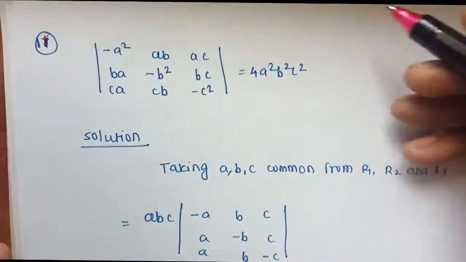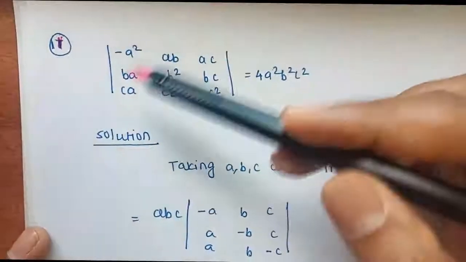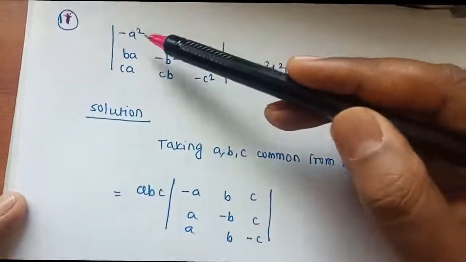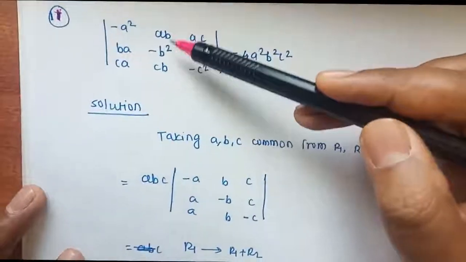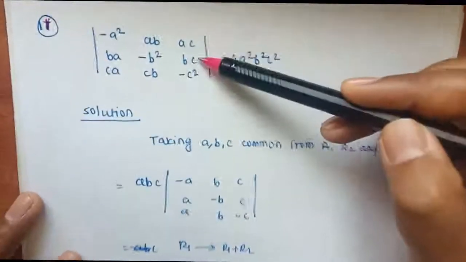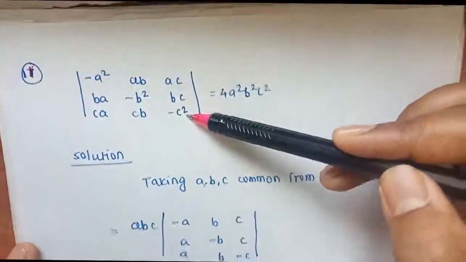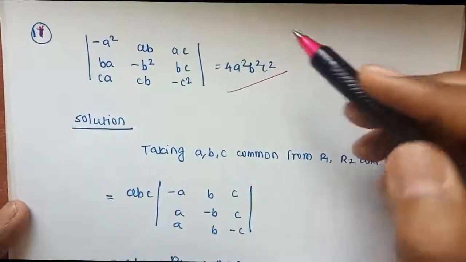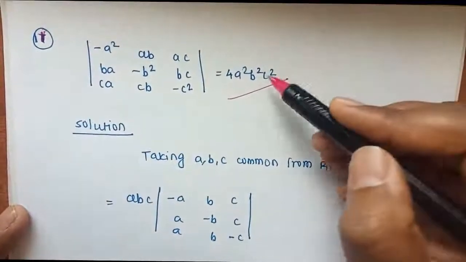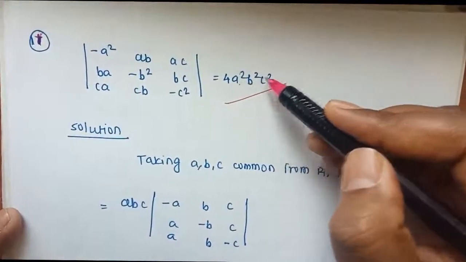So next problem again depends on the properties of determinant. They have given determinant here. First column minus a square, BA, CA. Second column AB, minus b square, CB. Third column AC, BC, minus c square is equal to 4a square b square c square. That means I want answer only a square b square c square.